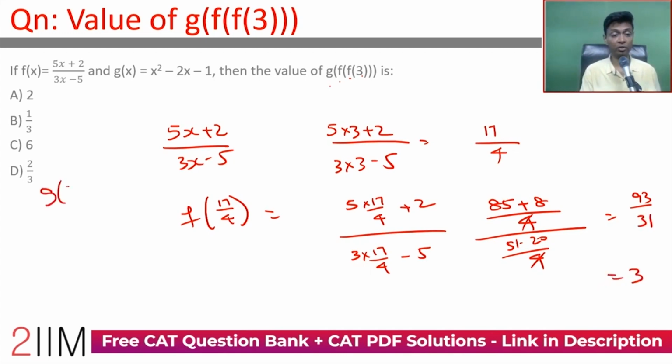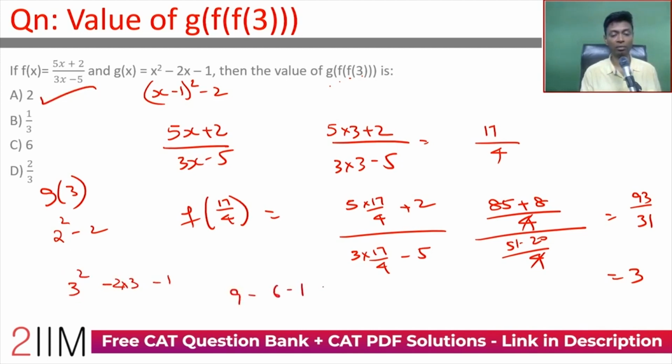So we need to find g of 3. g of 3 is, this can be written as x minus 1 the whole square minus 2. This is 2 square minus 2, which is 4 minus 2, 2. Or x square, 3 square minus 2 into 3 minus 1. 9 minus 6 minus 1. Just substituting, being very careful about the numbers. Luckily enough, we get a 3 here.